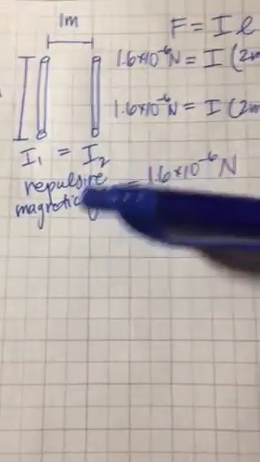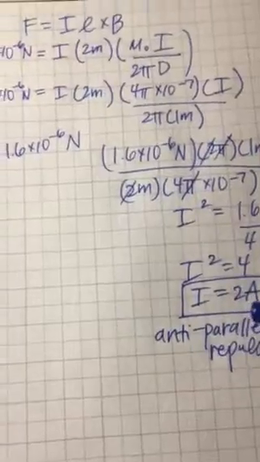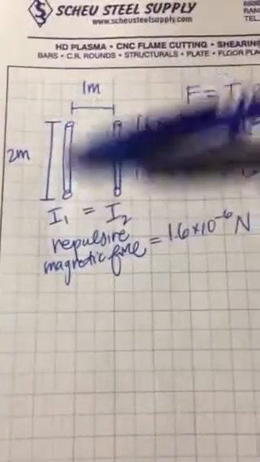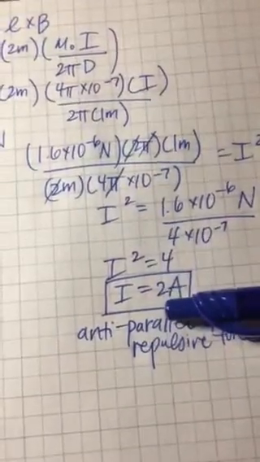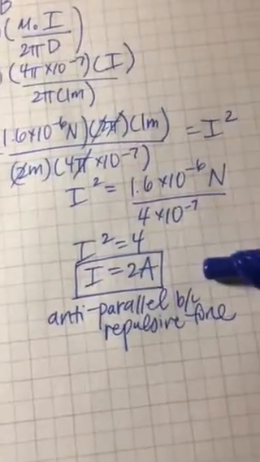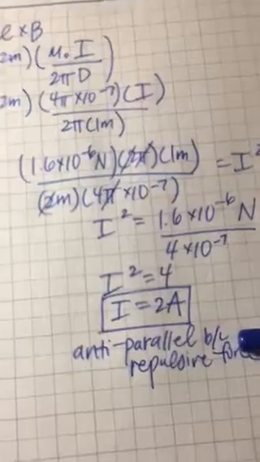And since the problem already gave that it's a repulsive magnetic force, it must be anti-parallel, which just means that the currents are running in opposite directions, because anti-parallel currents in 2 wires create a repulsive force. That's just definitional.